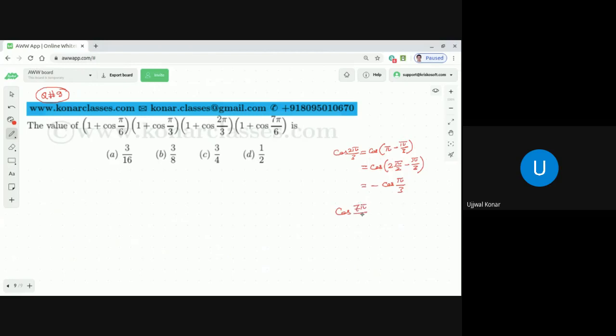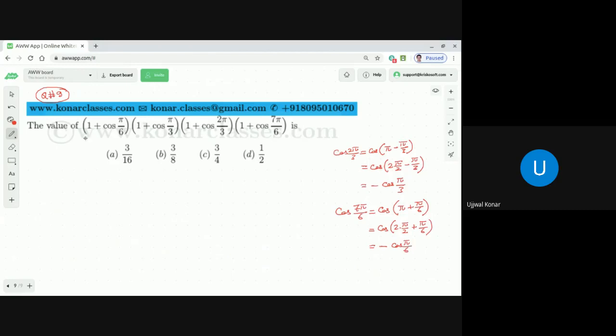Cos 7 pi by 6. So cos, that is equal to pi plus pi by 6. So that is equal to cos of 2 into pi by 2 plus pi by 6. As 2 into pi by 2 is an even multiple, it will be cos pi plus pi by 6. That is in the third quadrant, and in the third quadrant cos is negative, so minus cos pi by 6.